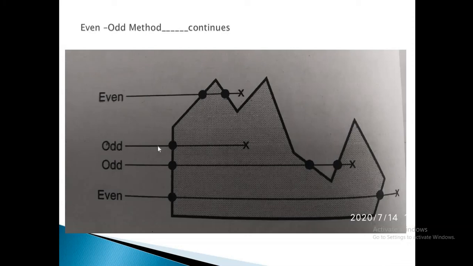Then here is the scan line. This scan line is crossing our edge. How many times does it cross or intersect the boundary of the polygon? One time. So one means odd, and odd means the point lies inside the polygon.